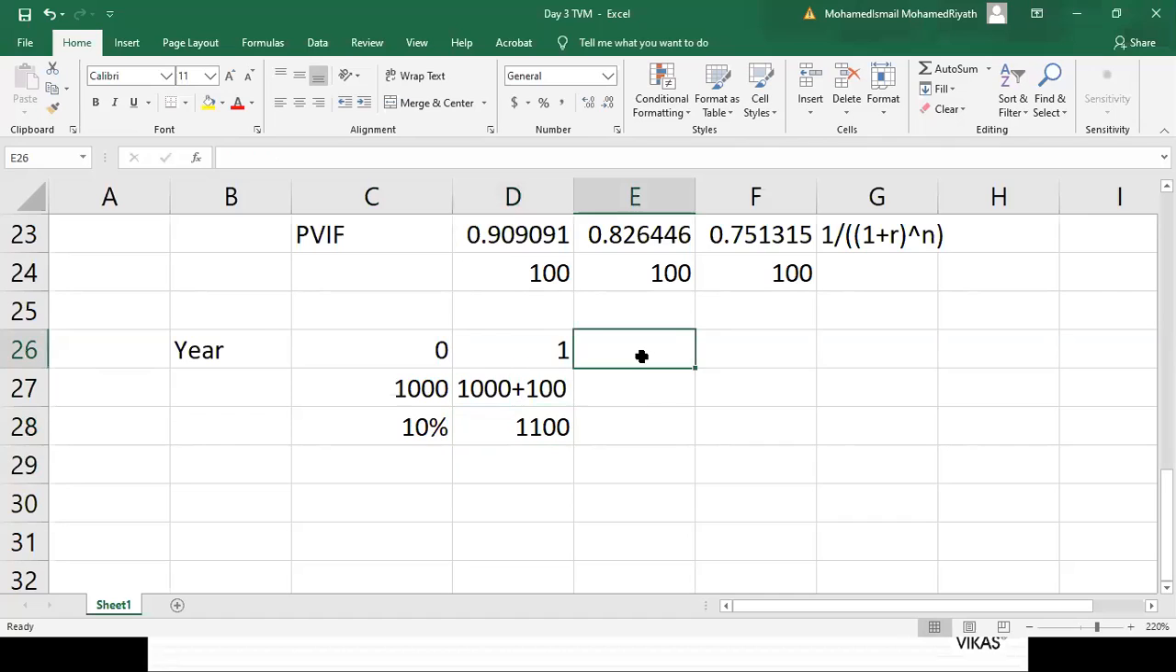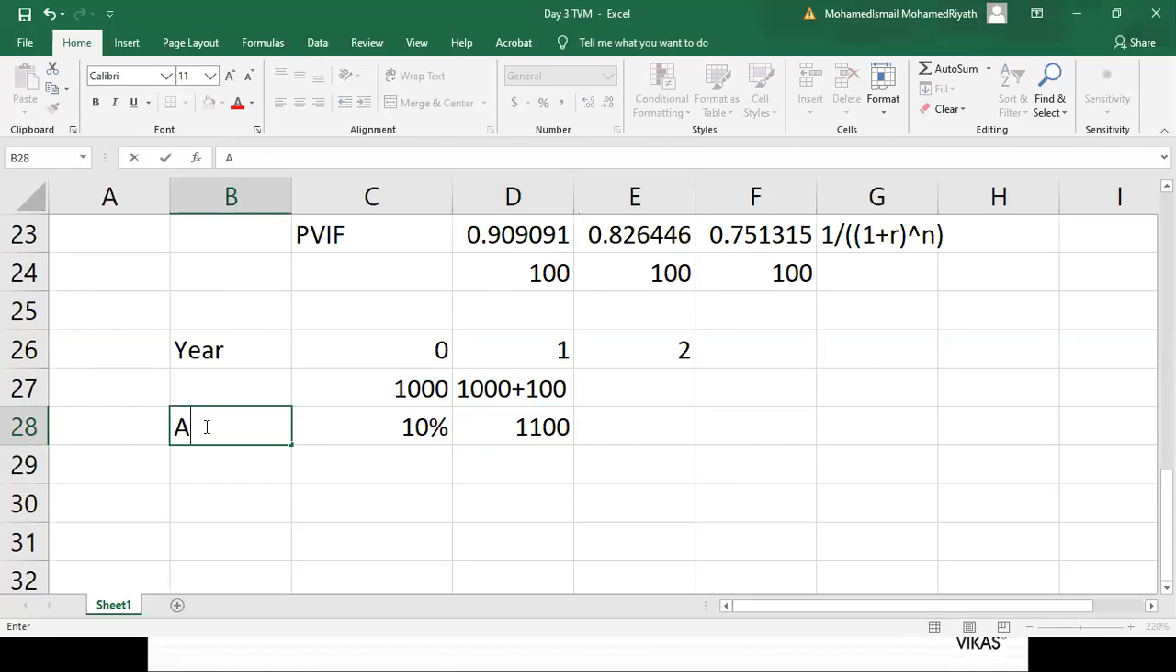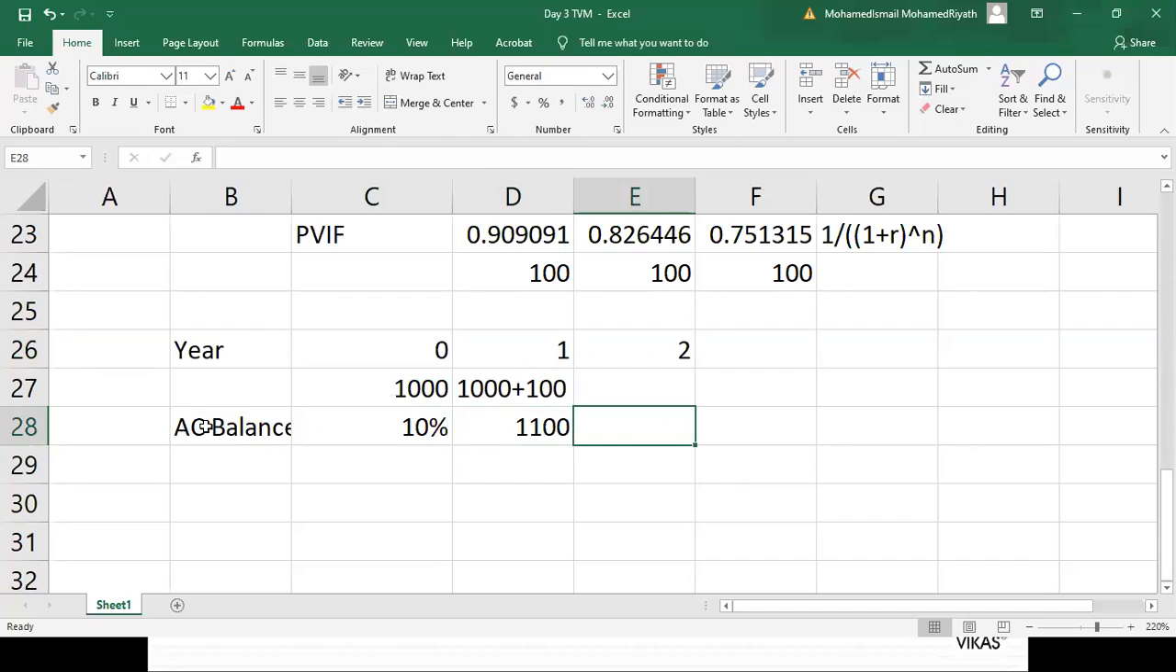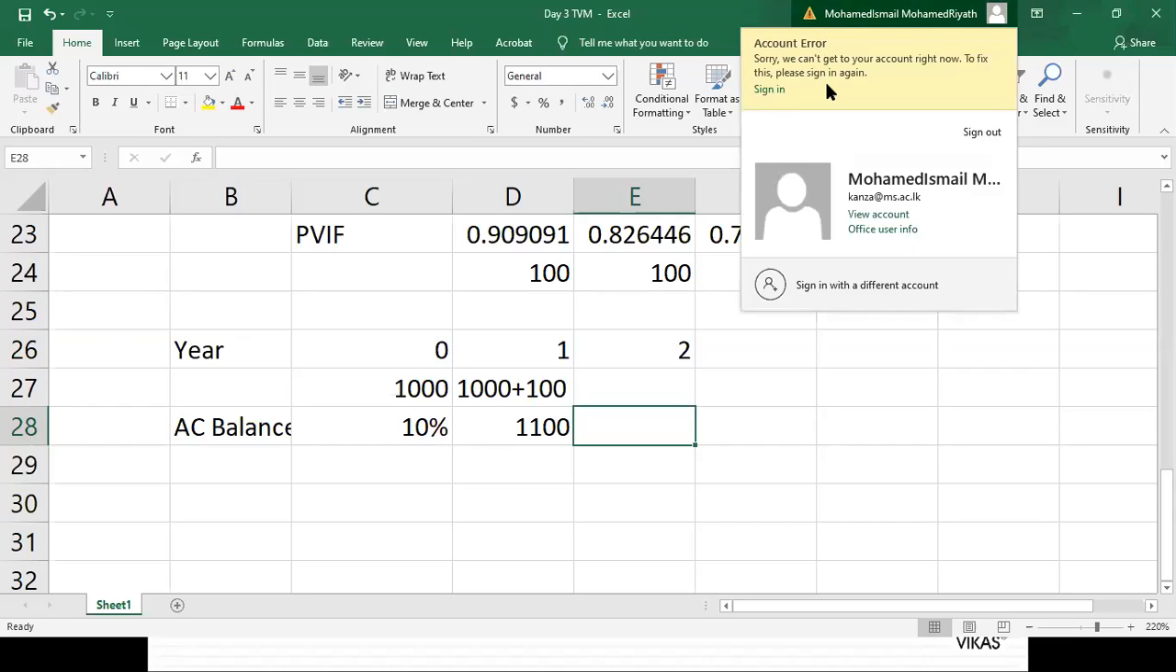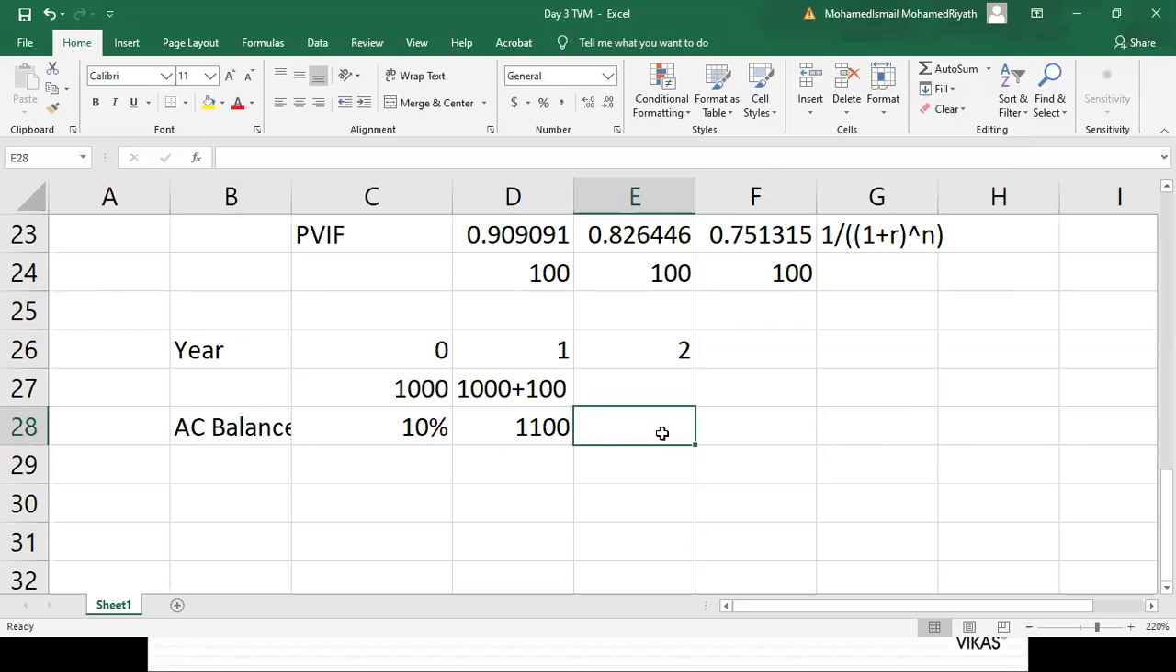This is the bank balance at the end of year one, at a rate of 10%. And at the end of year two, how much will your account balance be, if you deposit 1,000 rupees at a 10% interest rate? Let's discuss.